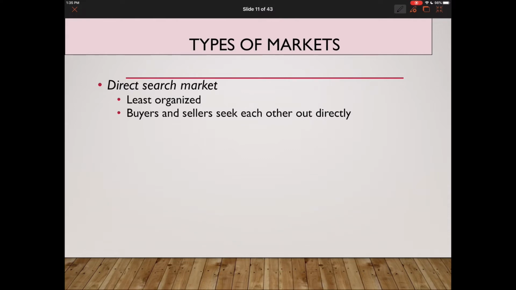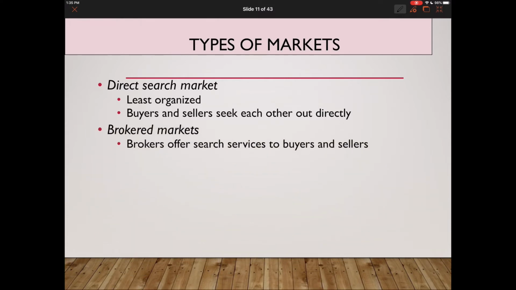Some examples of a direct search market would be you posting a classified ad to sell something. So posting a classified ad in a newspaper or posting an item on Craigslist would be an example of a direct search market. Next type of market is a brokered market. So this is where brokers offer search services to buyers and sellers for a fee.